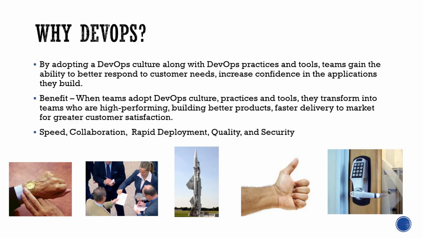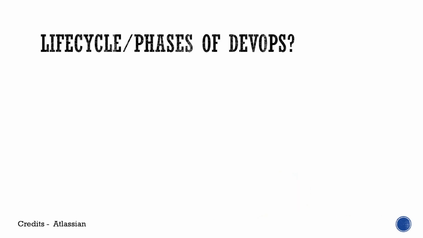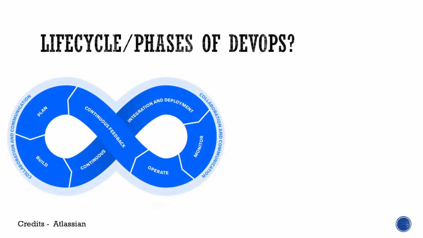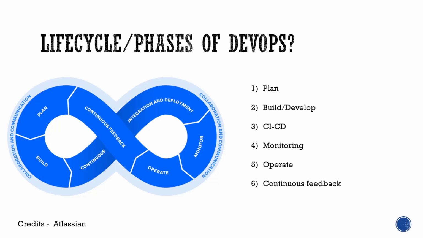So we have talked about all of this right now. Let's move on. Now let's talk about the life cycle or phases of DevOps. As you can see on my left, there is a collaboration communication diagram, and this has been taken from the Atlassian website, so credits to them. And these are the things that we do. First we plan, second is build or develop the code, then CI/CD, then we do monitoring, then operate, and then continuous feedback.